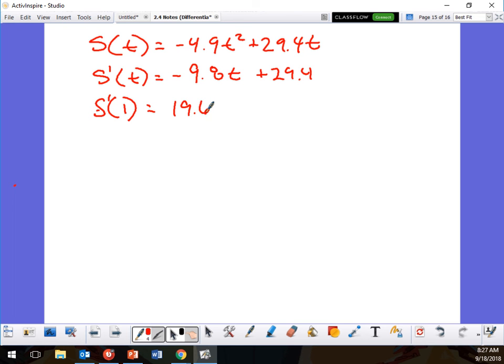Now, velocity. What are the units that it's moving? Meters per second. Because velocity is moving.